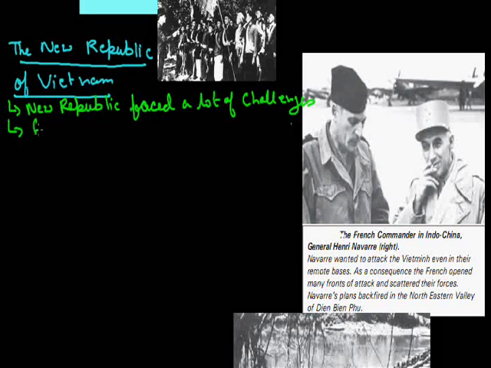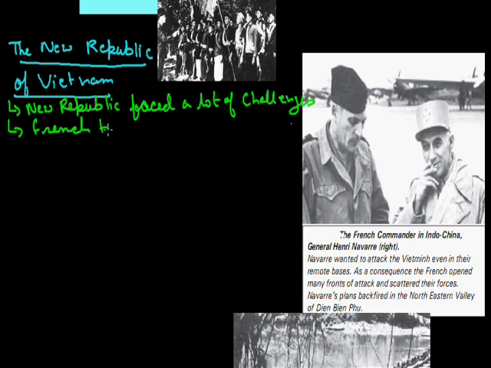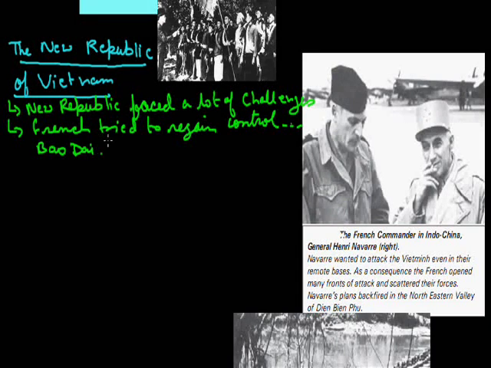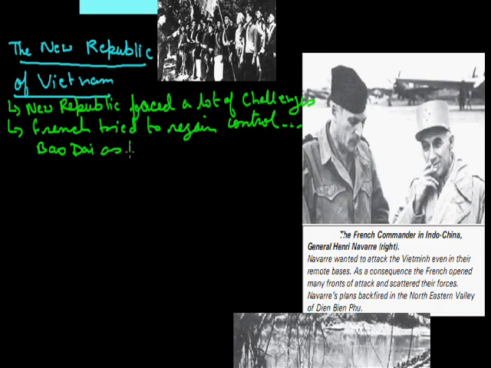Obviously, again, the French tried to regain control over Vietnam by using the emperor. His name was Bao Dai, and this is how they tried to use Bao Dai as a puppet, so that they could control Vietnam again.